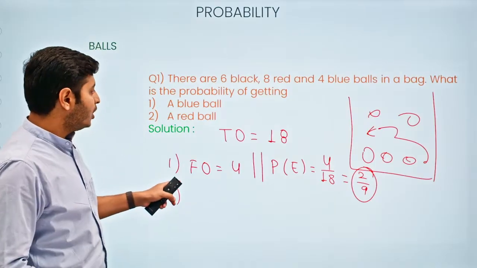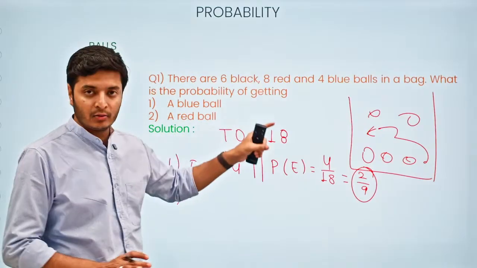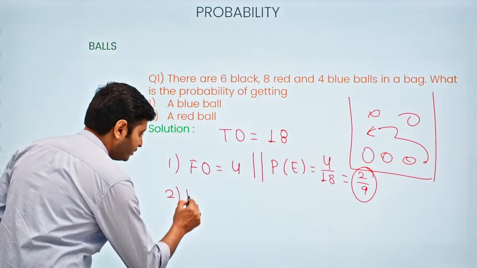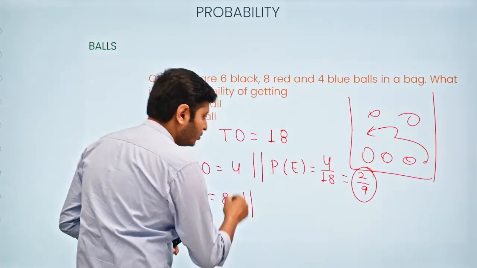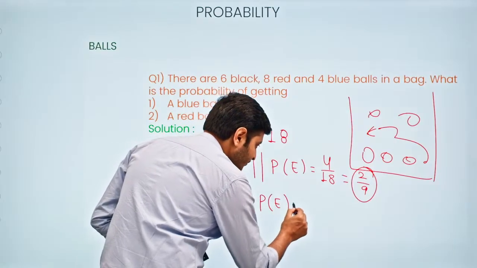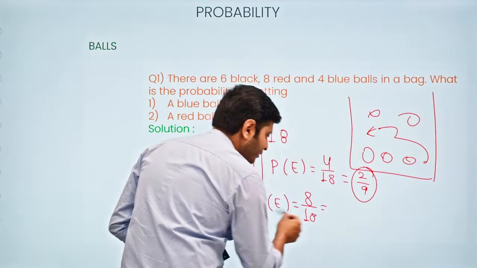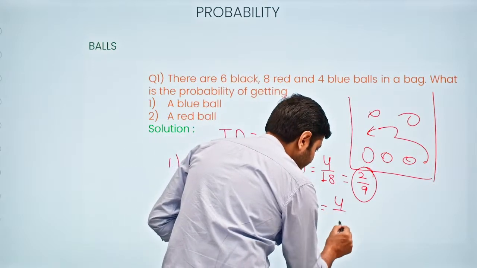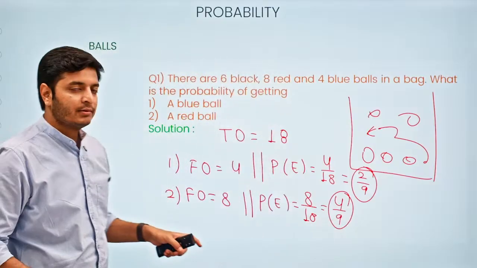How many total number of red balls are there in the bag? 8 only. So the number of favorable outcomes is 8, total outcomes 18. So the probability of getting a red ball is 8 by 18, and you can simplify this further as 4 by 9. So this is your answer.